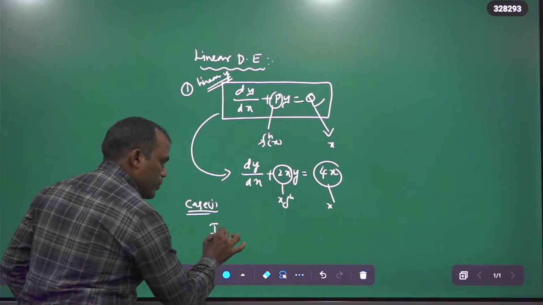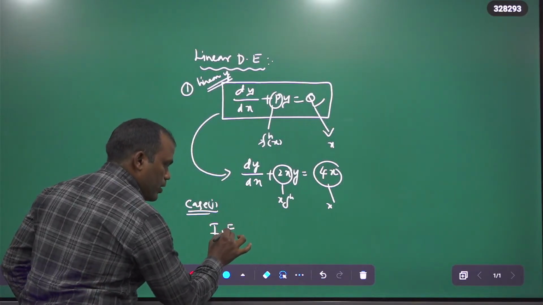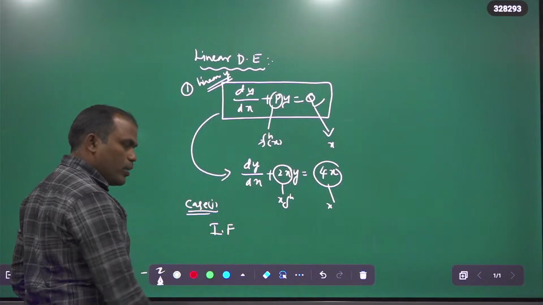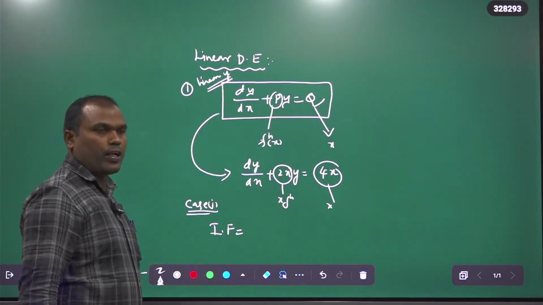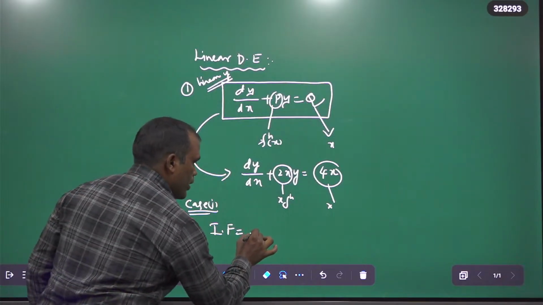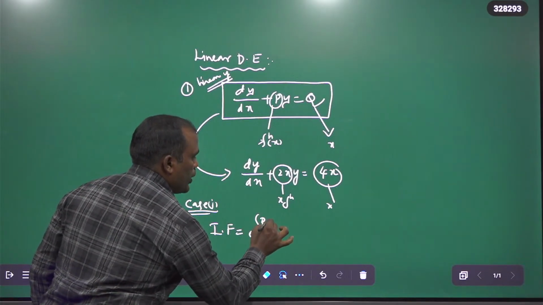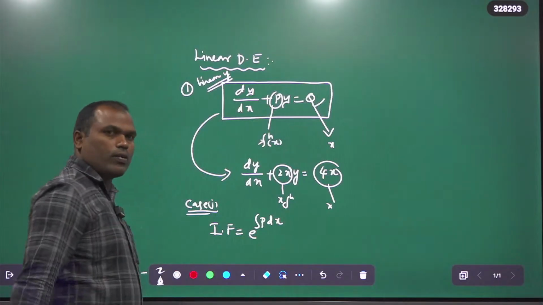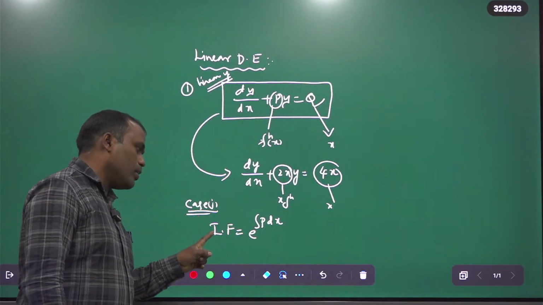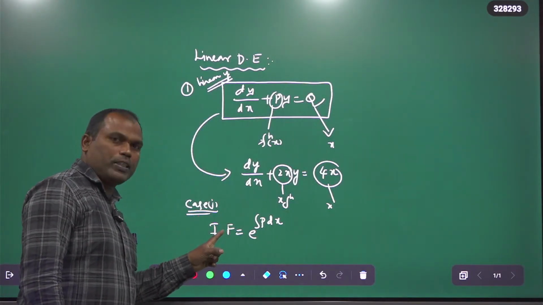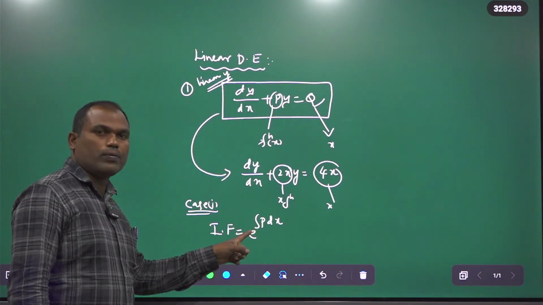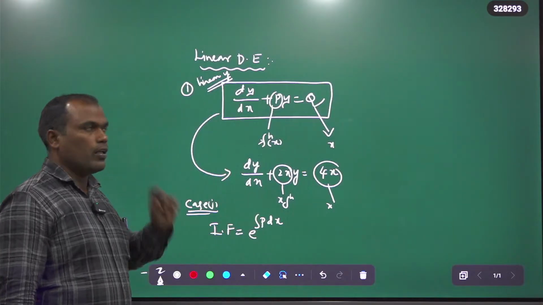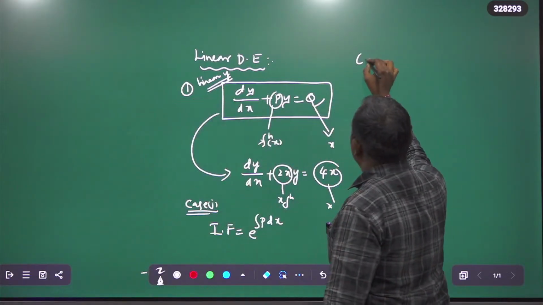I.F. So what is the meaning of I.F.? It is nothing but the integrating factor, e to the power of integral of p dx. So in case 1, I.F., the integrating factor, is equal to e to the power of integral of p dx.